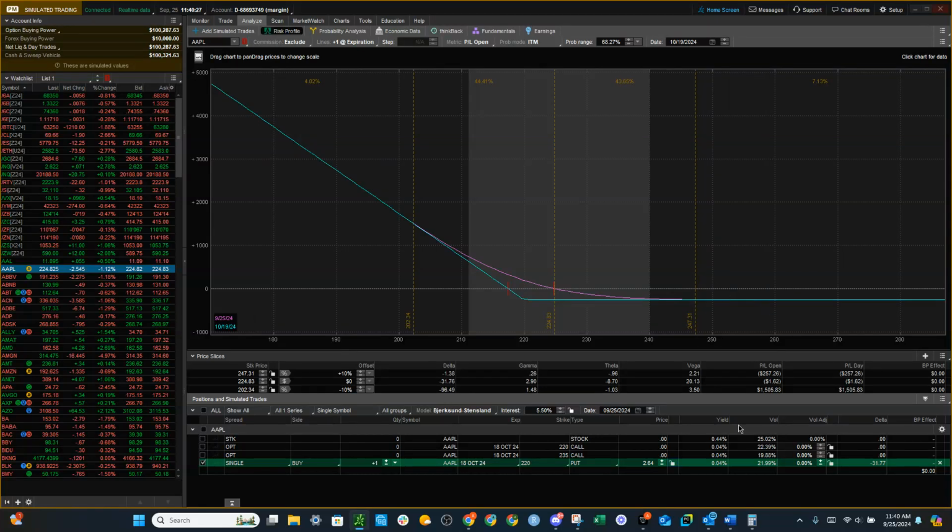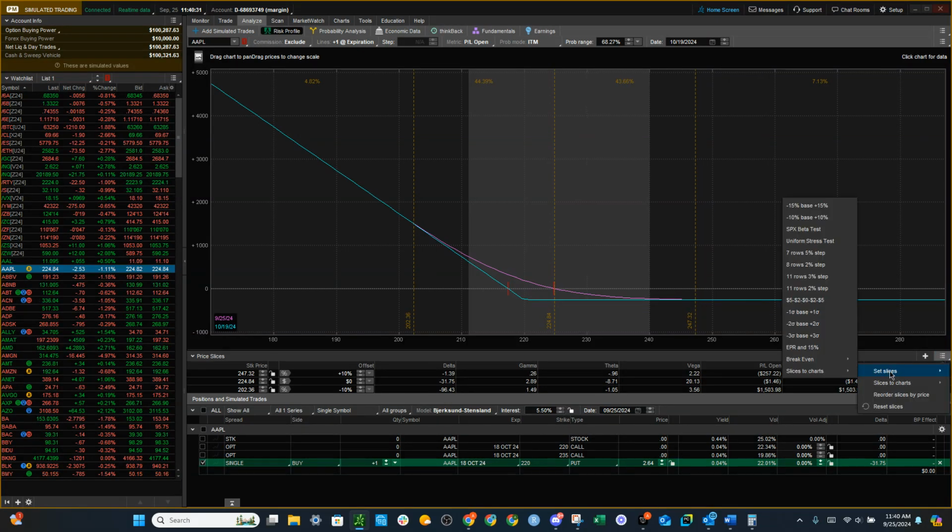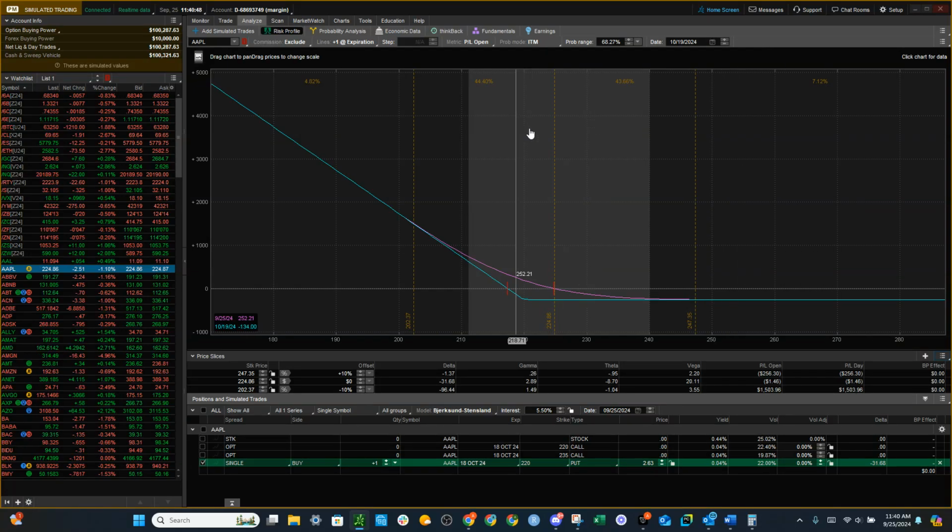How to read this thing? The very first thing I do is go into set slices and I go to break even. Always make sure this date, 1019, is the same as the one above it, because that's how the charts are run. If the date is correct, it will give you one standard deviation move between now and then, and that becomes your shaded area here.